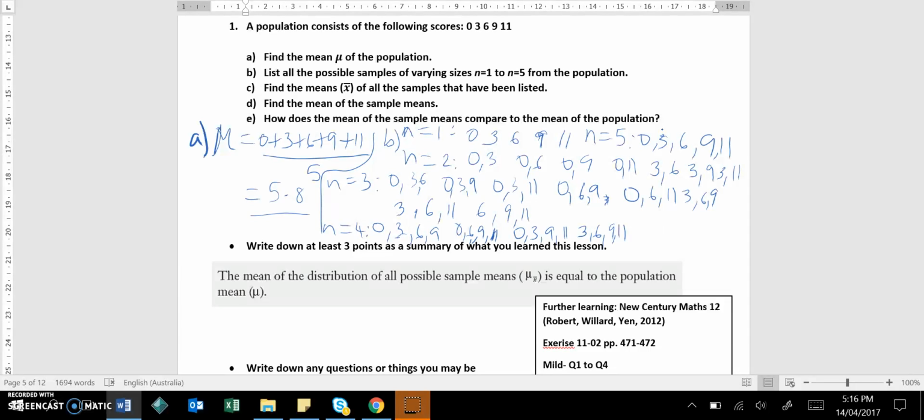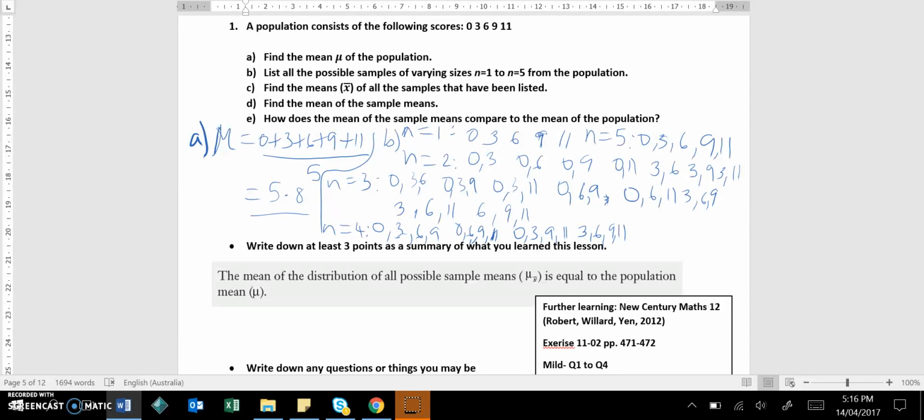Okay, then it says find the means of all the samples that have been listed. So this time I want to work out the means of all the samples. So those are all the samples that have been listed there. Okay, so you have to go through and work out all of those means. So it's pretty intense in terms of working them all out, but not too difficult.